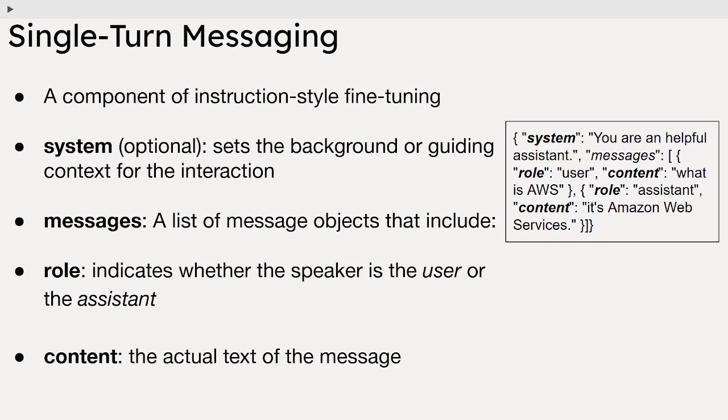Single-turn messaging is a part of instruction-style fine-tuning. It consists of a system message which sets the context for the interaction, and then a list of individual messages. Each message includes a role, either the user or the assistant, and the content, which is the actual text of the message. The example shows a simple interaction where the user asks what is AWS, and the assistant responds accordingly. As you can see, it's Amazon Web Services.